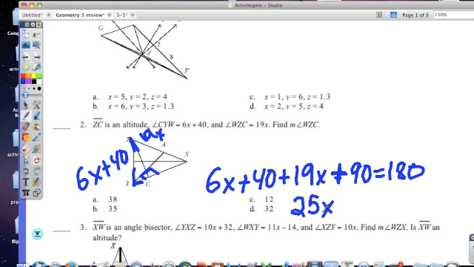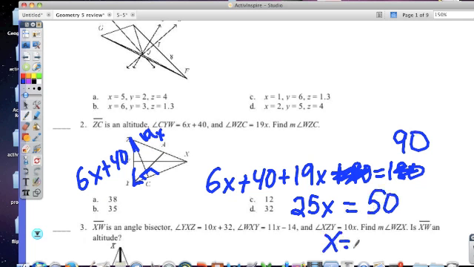I'm just going to go ahead and take this and this, that would have been 0 and that would have been 90, right? Subtract 40 on both sides. So x equals 2, which is exactly what you said. And then you insert the value of x into the equation of angle WZC, and you get 19x, which means it equals 38. Awesome. Great job.